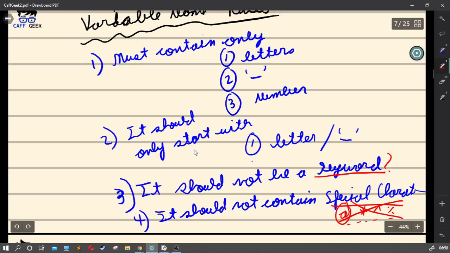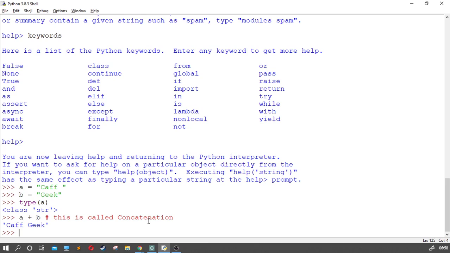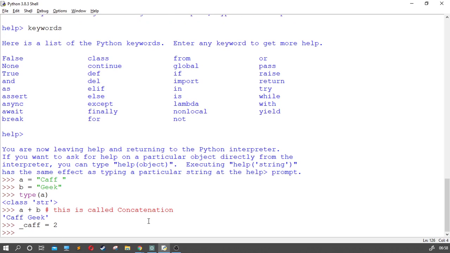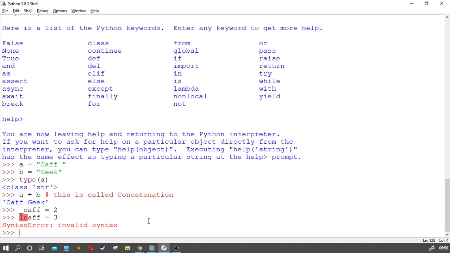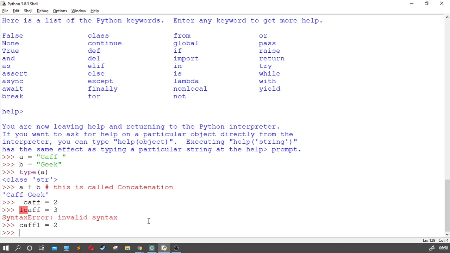We can see an example of this too. It should not be a keyword, and it should not contain a special character. Let's take an example: n_calf is equal to 2. It's valid. If I go with 1calf is equal to 3, it's an error. It's a syntax error, because we can't name something 1calf. If I go with calf1 is equal to 2, that's right. We have no problem with that.